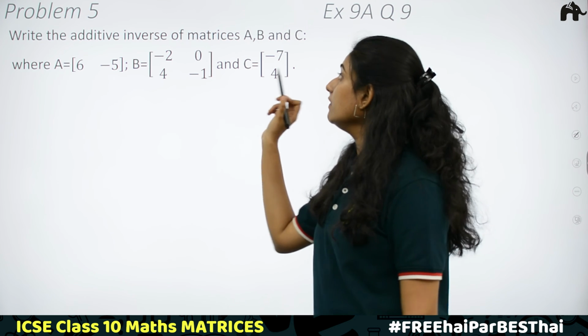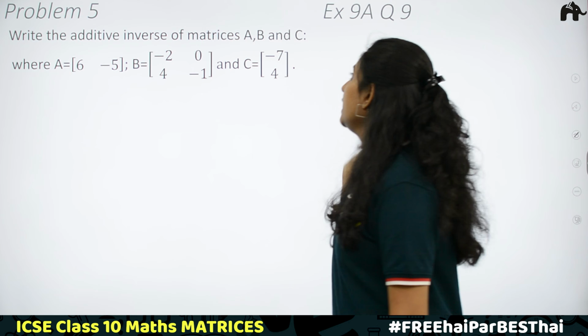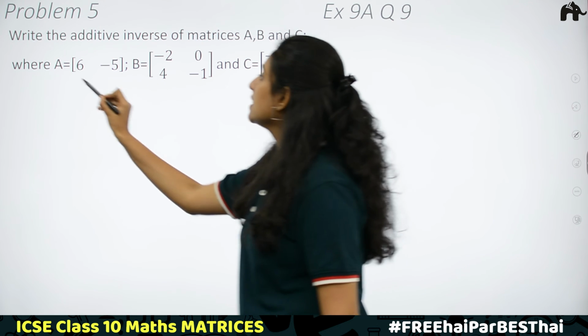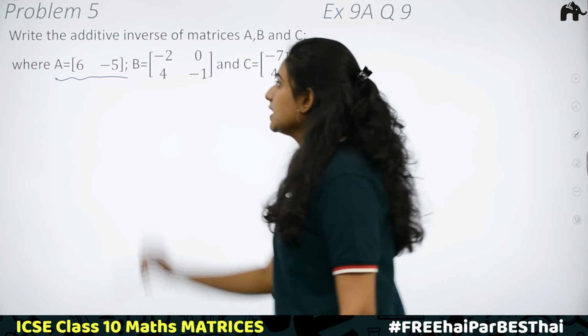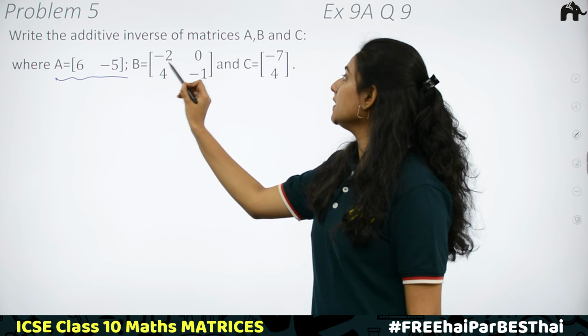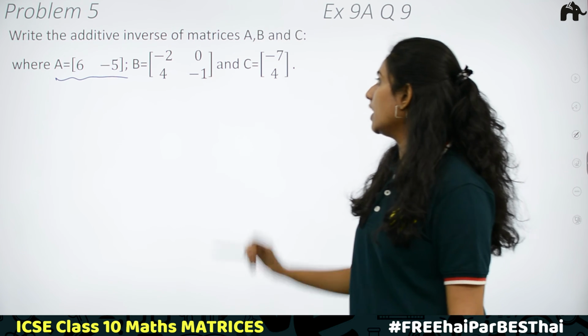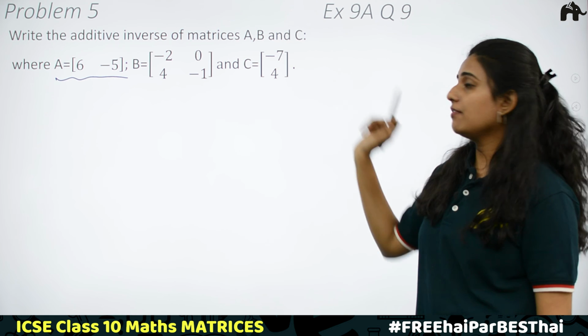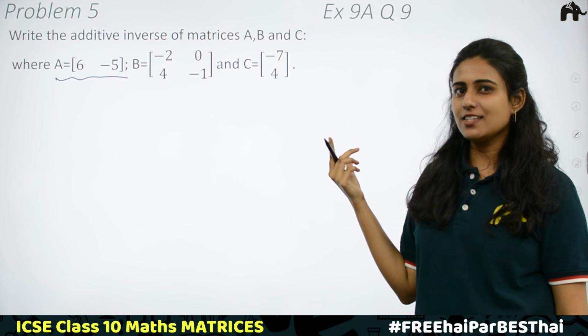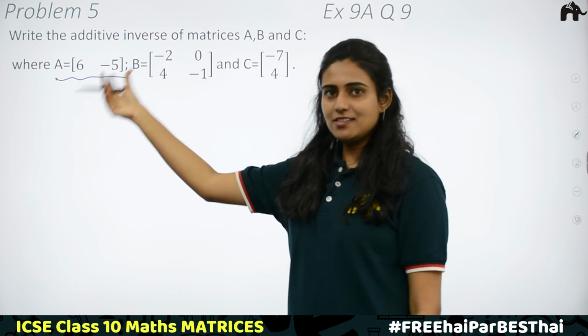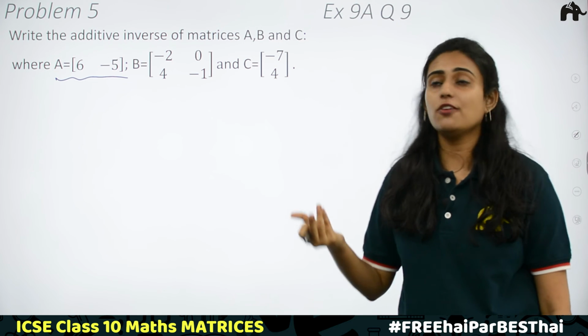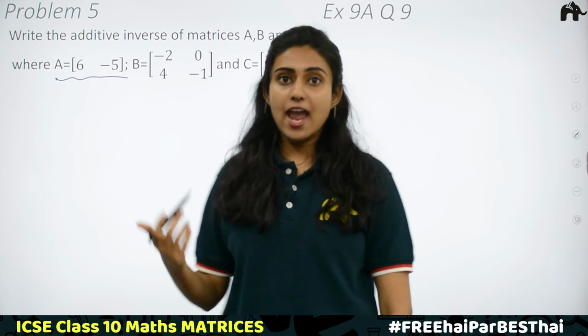Next problem 5, question 9 of exercise 9A. Write the additive inverse of matrices A, B and C. Here A is 6 minus 5, B minus 2, 0, 4 minus 1 and C minus 7, 4. How do we get the additive inverse? Just take the elements and change the sign of the elements. We will be getting the additive inverse.